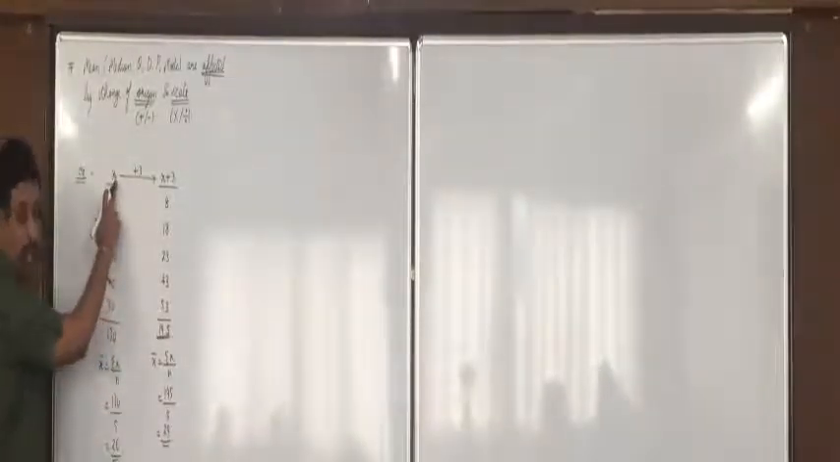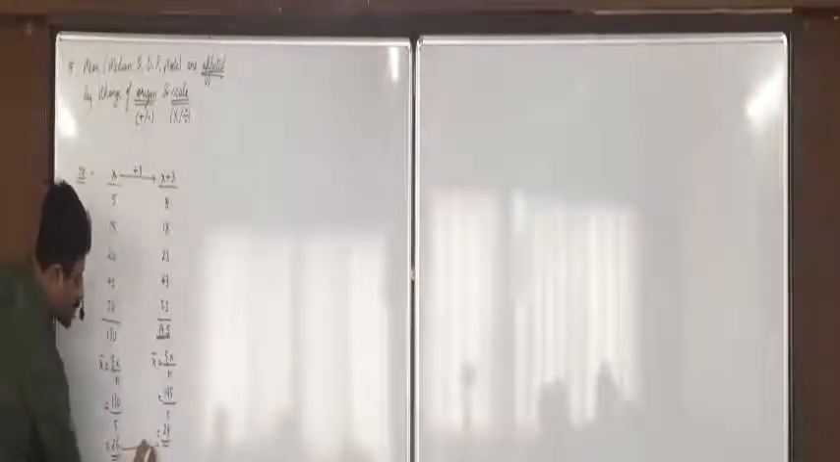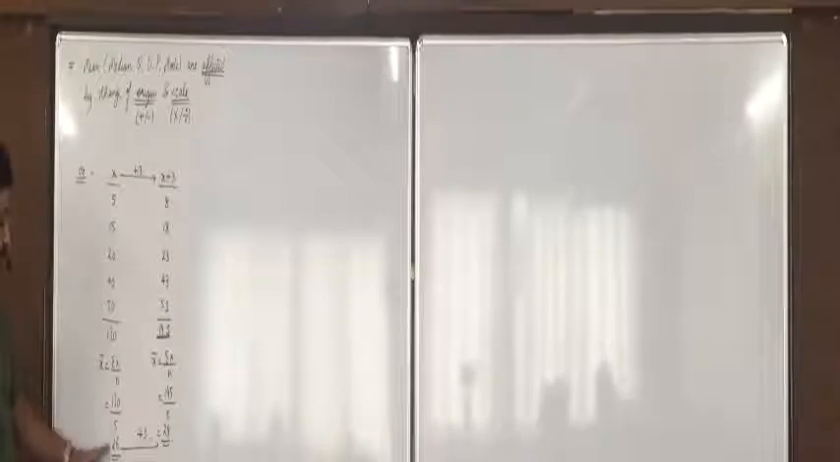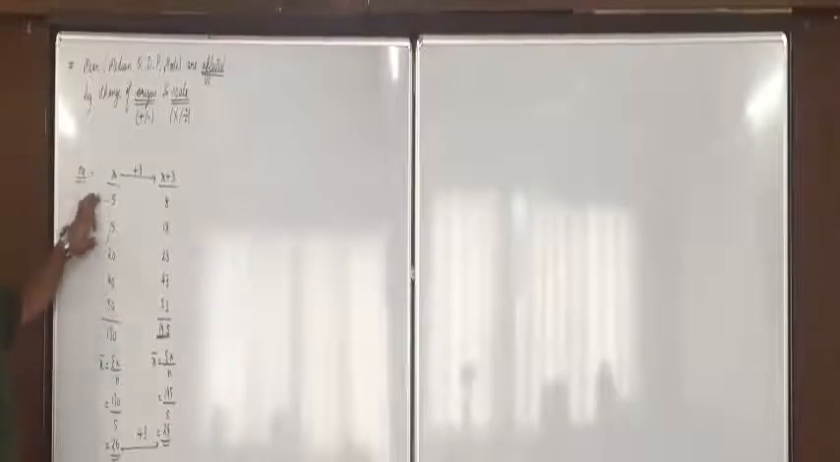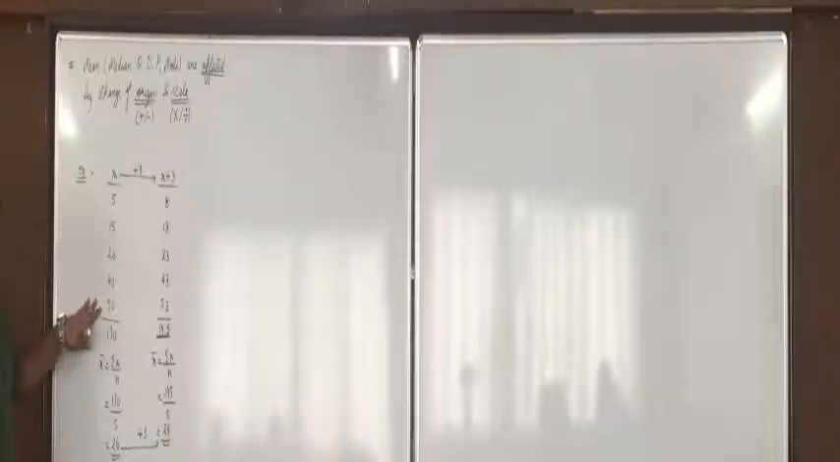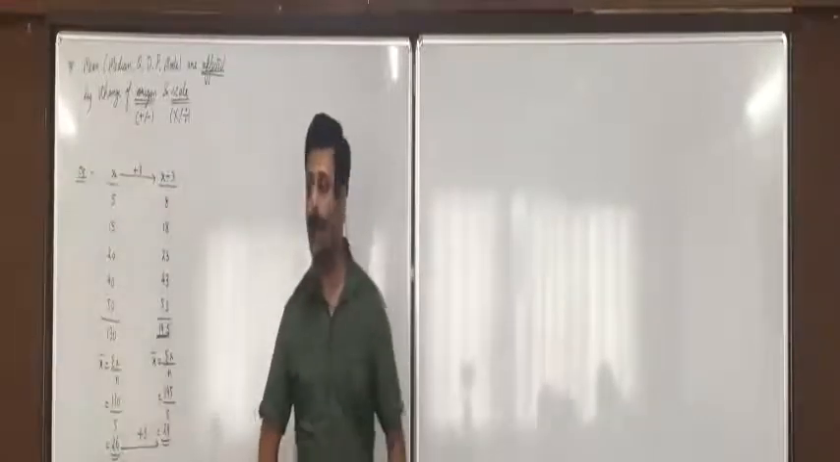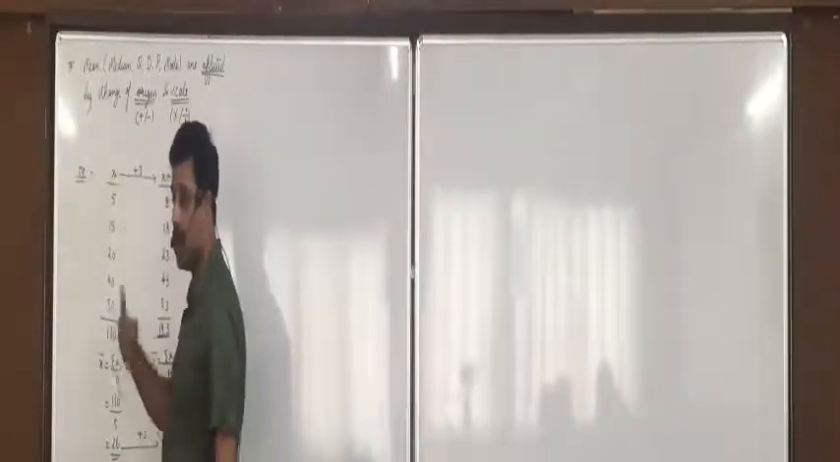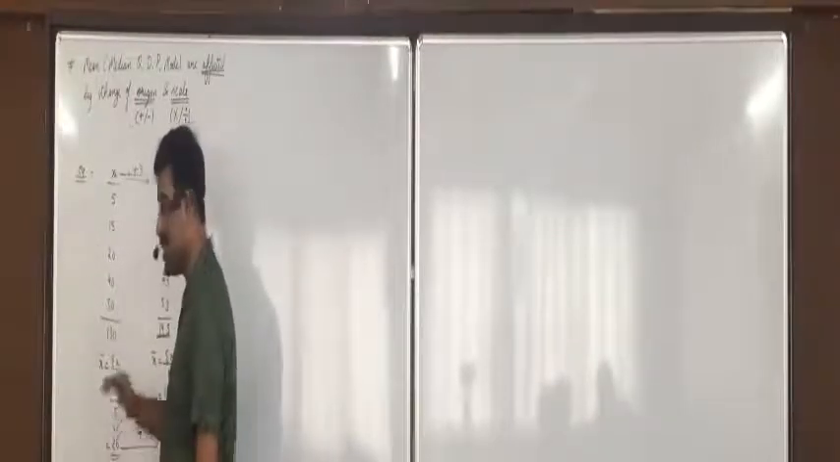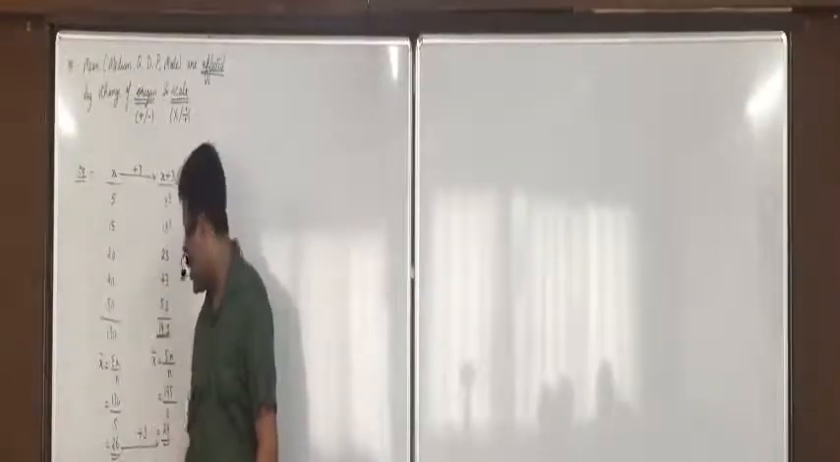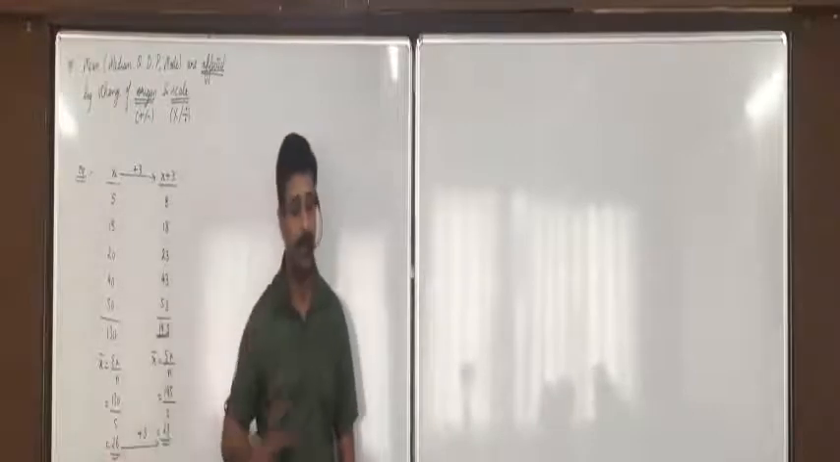You have added 3 in all the observations, so mean also gets added by 3. Did you understand this? Same way, suppose you subtract 4 from all of them. Then the new mean will be 26 minus 4, 22. If you multiply all of them by 2, then the new mean will be 26 into 2, 52. If you divide all of them by 2, then the new mean will be 26 divided by 2, 13.